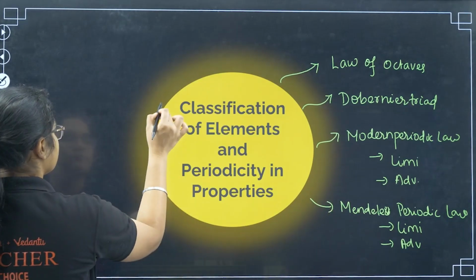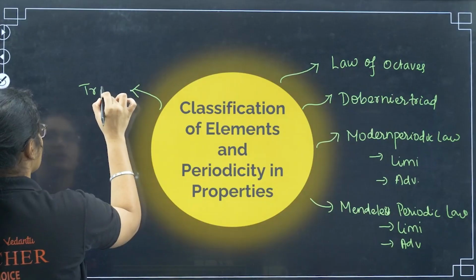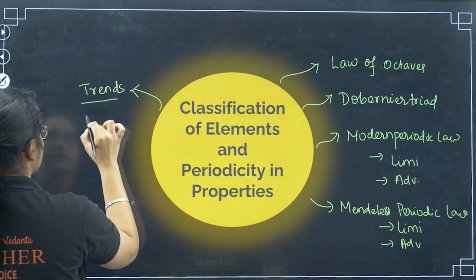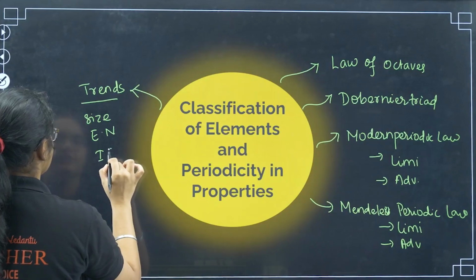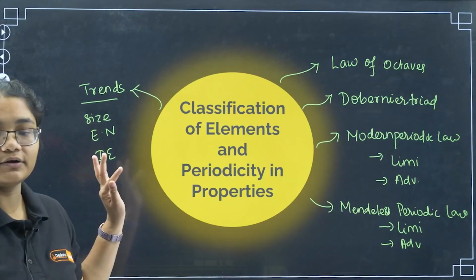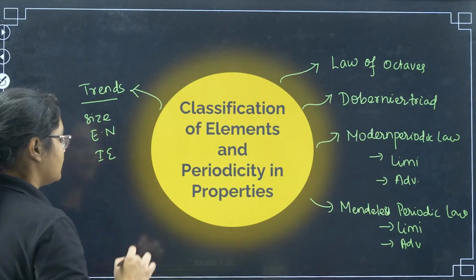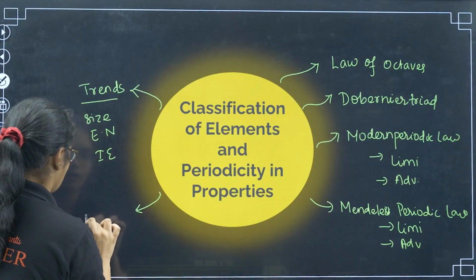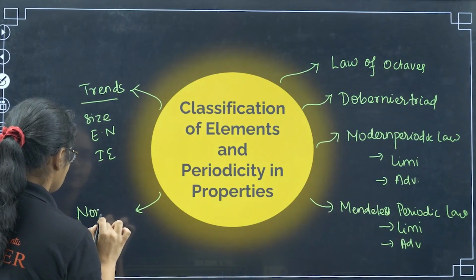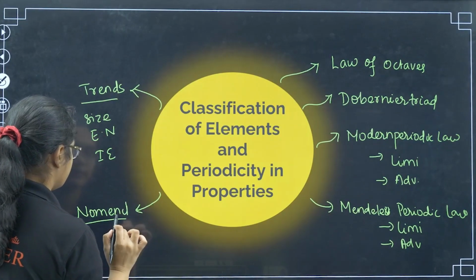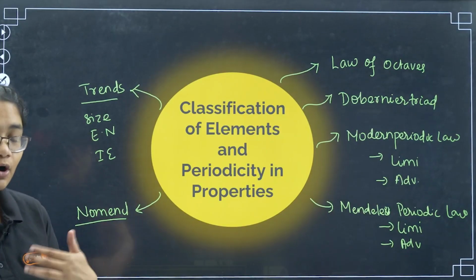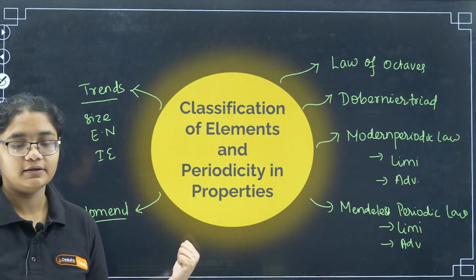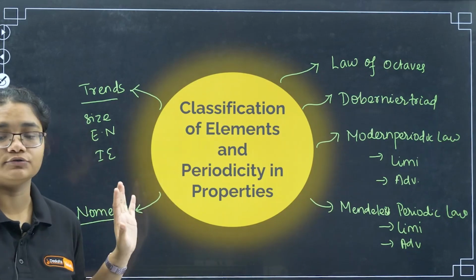Apart from this, you should focus on trends. What all trends are important? Size, electronegativity, ionization enthalpy. These are some of the important trends that you should remember. And one more question that is asked here is nomenclature: nomenclature for elements with atomic number more than 100. How do we name them? That you should be revising. So these are the topics that you should revise.